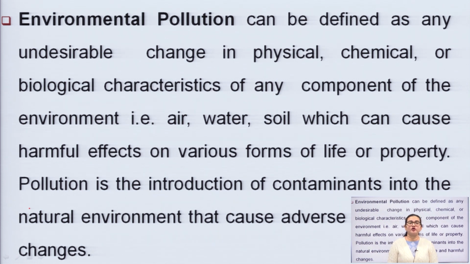What are the components of environment? There are basically three important components of environment: air, water and land, or we can call it soil also, which can cause harmful effect on various forms of life and property even. So, environmental pollution can be called as any change in physical, chemical or biological components of environment, that is, air, water, soil or land, which can cause harmful effects on various forms of life and property.